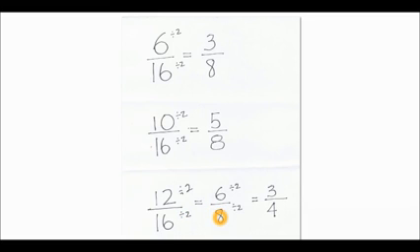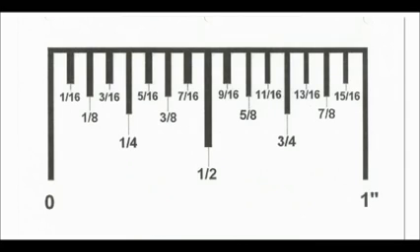6/8 can still be reduced by 2. So 6 reduced by 2 is 3, 8 reduced by 2 is 4. And so now 12 over 16 is actually 3/4 of an inch. If we go back and look and we count 1, 2, 3, 4, 5, 6, 7, 8, 9, 10, 11, 12, the 12th line is 3/4. So this is measurement in a nutshell.